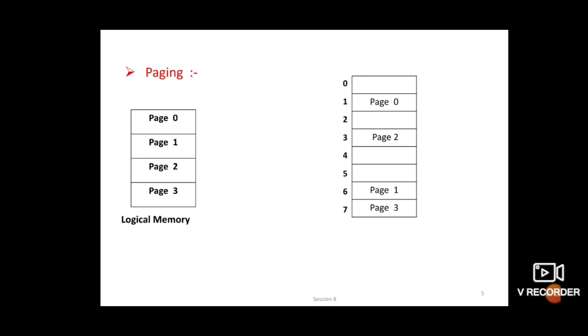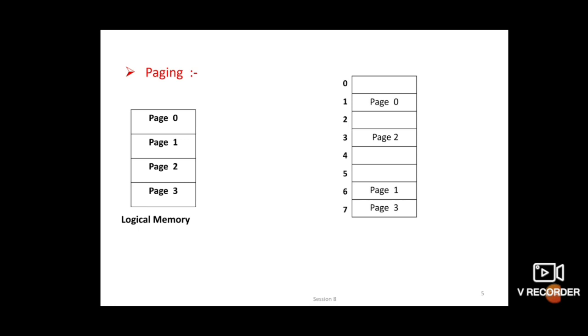Logical memory means the program or process is divided into pages of equal sizes. All these pages are equal in size, and this is the logical memory. Now, what is the concept of paging? The process is divided into equal-sized pages, and those pages are stored into main memory. This is the concept of paging.